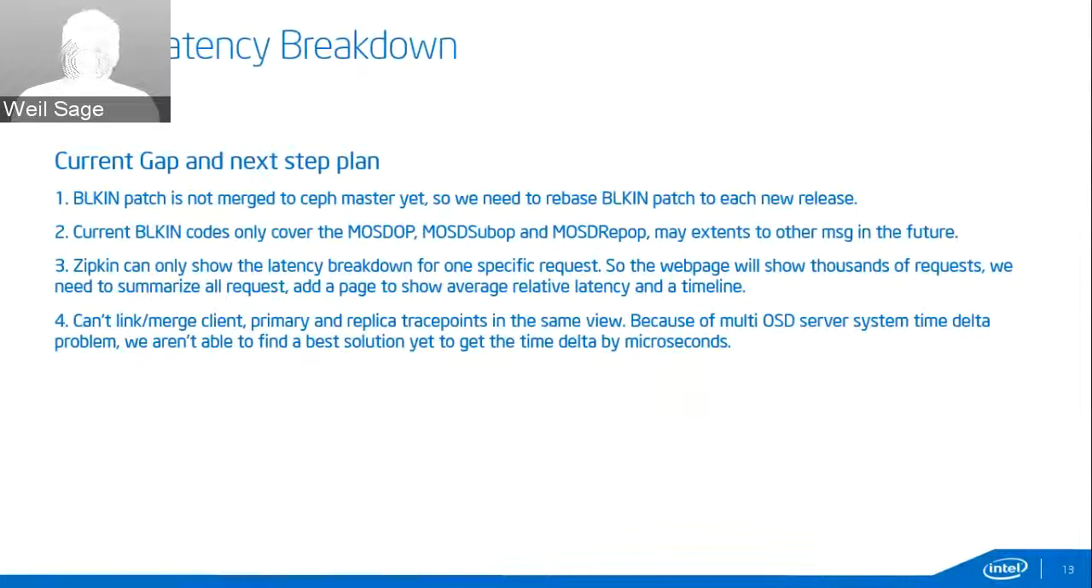And that's a Twitter project, right? Yeah. Sorry, go ahead. This is pretty tricky because we can't link the trace from the client and the primary nodes and the replica nodes, because of the server system time delta problem. So we need to think of a way to solve that.